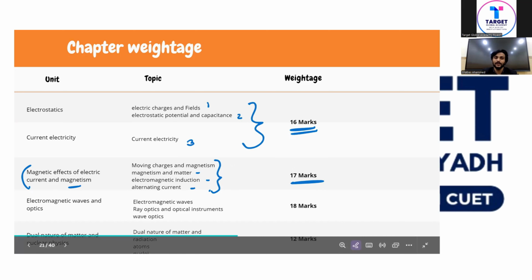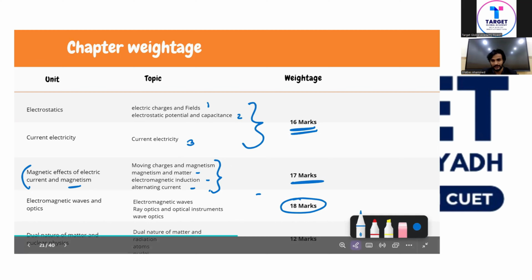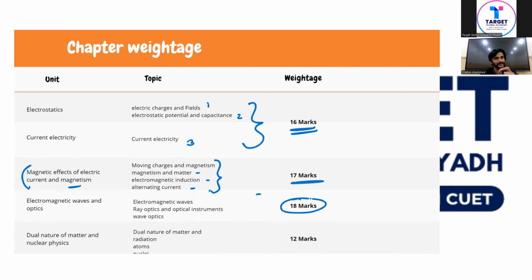Then the next one is optics. I told you, EM waves, electromagnetic waves, then ray optics and wave optics. From this chapter, we have 18 marks. The thing about ray optics and wave optics is, if you know the equations and have the simple concept, you can answer the question. We can't expect very complicated questions.